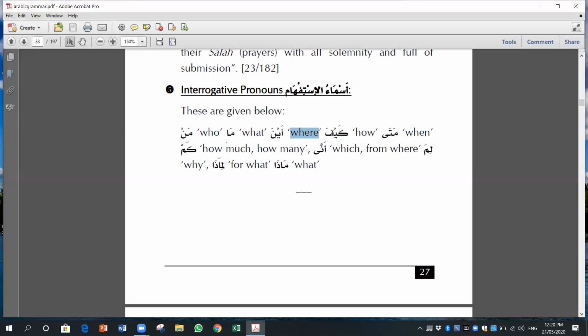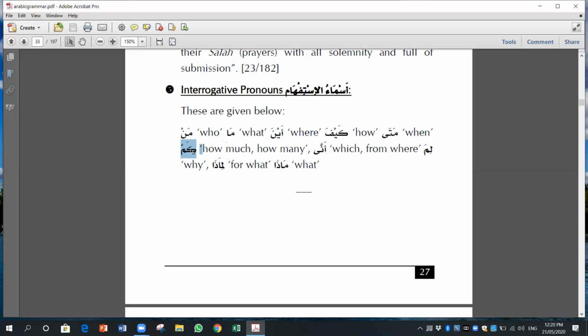Kaifa tukallimu. How do you talk? Kaifa, how? So these are just vocabulary words. Definitely they will be used in the Quran, so you just keep them in mind. Mata means when. Kam means how many or how much, both.